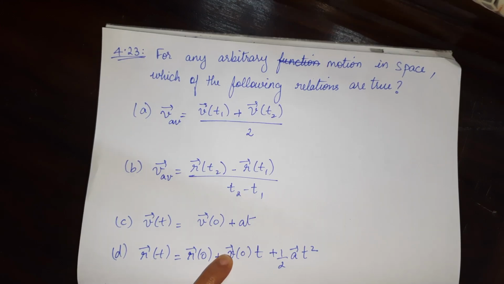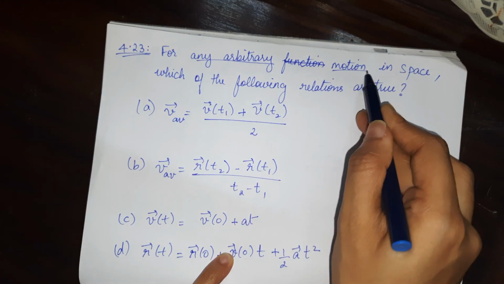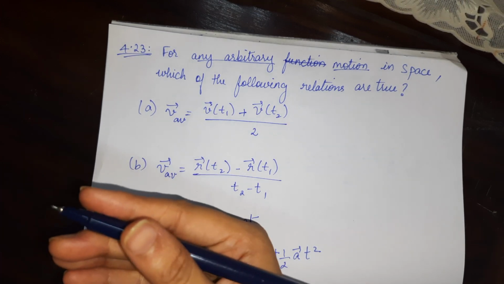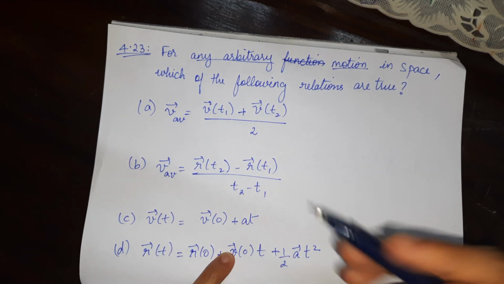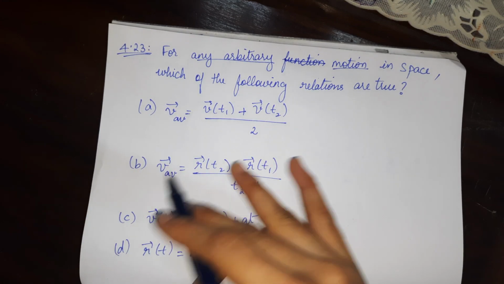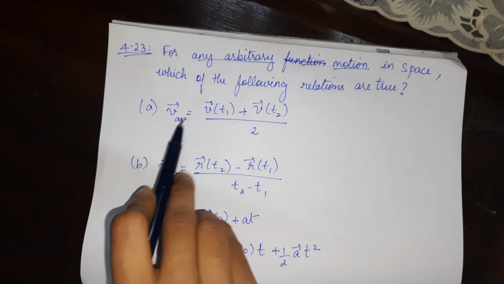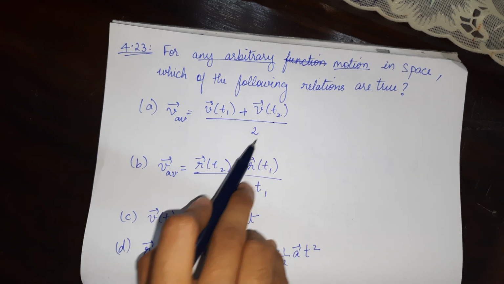The next question is 4.23. For any arbitrary motion in space, which of the following relations are true? So they have given 5 relations. They are asking for any arbitrary motion, meaning any type of motion, whether it is uniform, non-uniform, accelerated, non-accelerated, any type of motion. Which of the following relations will hold good for all the motions? So let us see the first equation. We have V average is equal to velocity at time t1 plus velocity at time t2 divided by 2.